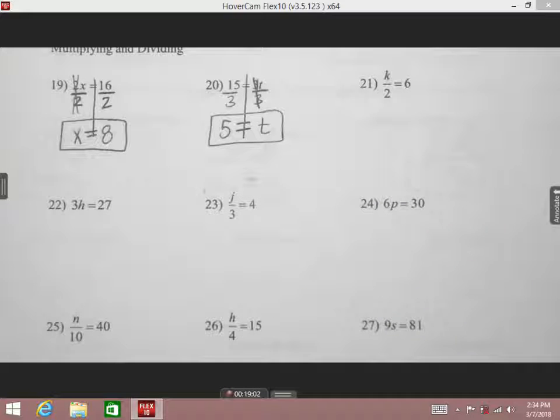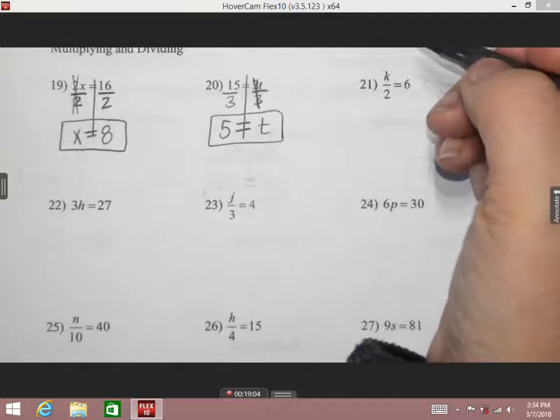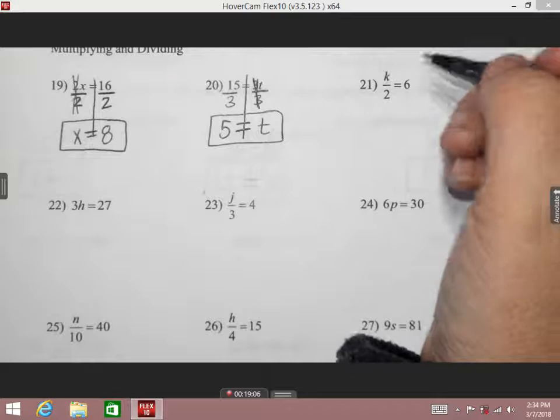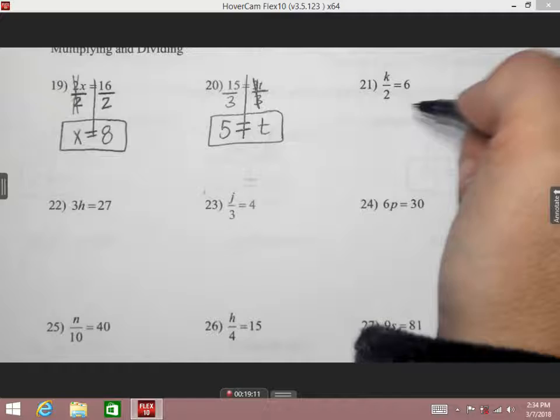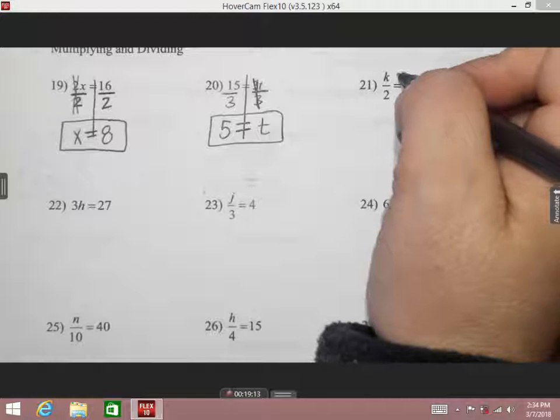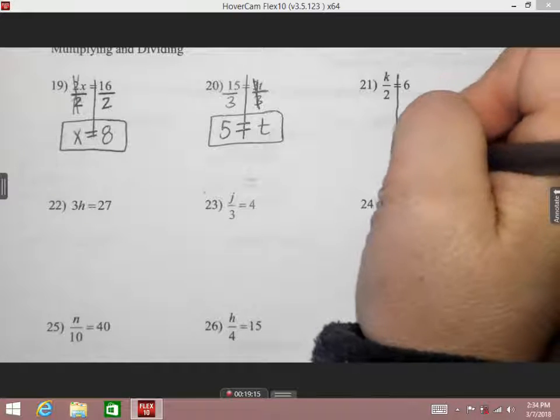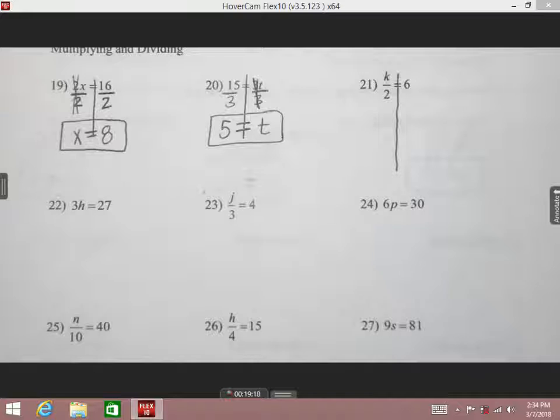All right, the last one that we're going to work together, and then we got one more thing to do to these problems. Okay. We have k over 2 equals 6, or k divided by 2 equals 6. Okay. I'm going to draw my fraction bar, draw my line to split it. Oh, my fence. Thank you. That's what I called it in math team. We talked about fences a lot.